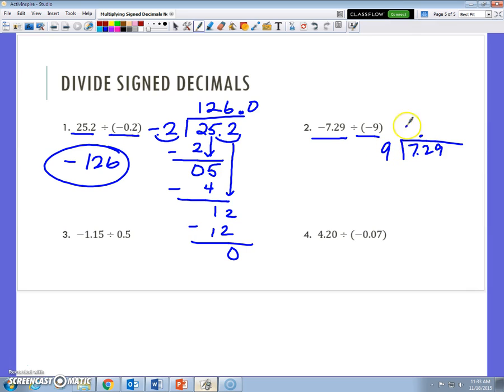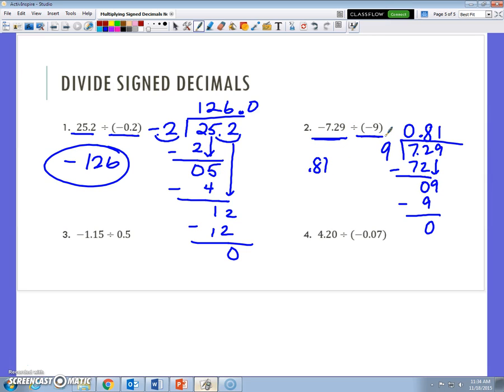9 doesn't go into 7, so I'm going to have to start with a 0. And so now I'm looking at how many times does 9 go into 72? Well, I know that goes in 8 times. So now when I subtract, 8 times 9 is 72. Leaves me with 0. And I bring down my 9. 9 goes into 9 one time, and 1 times 9 is 9. Leaving me with a remainder of 0 again. Now I know my answer is 0.81 because I have a negative divided by a negative.